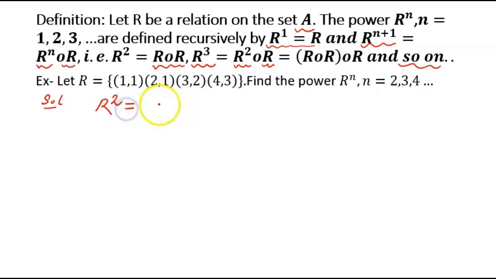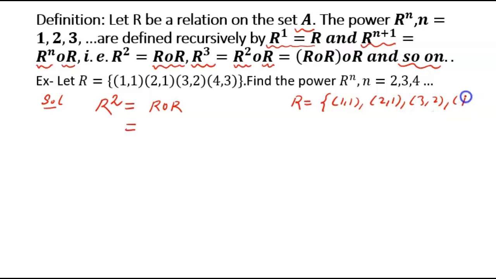So what will be R square? It will be R composition R, right? So R composition R, how will it work? We have the relation R here, which contains the elements 1 comma 1, 2 comma 1, 3 comma 2, and 4 comma 3. And I am writing R again so that you understand it easier. So here it is 1 comma 1, 2 comma 1, 3 comma 2, and 4 comma 3.